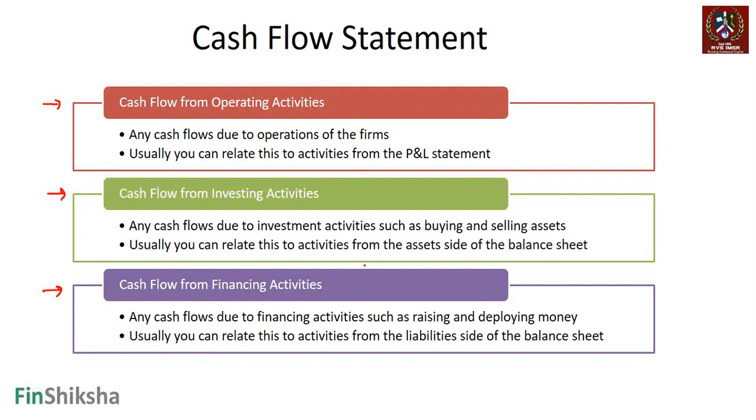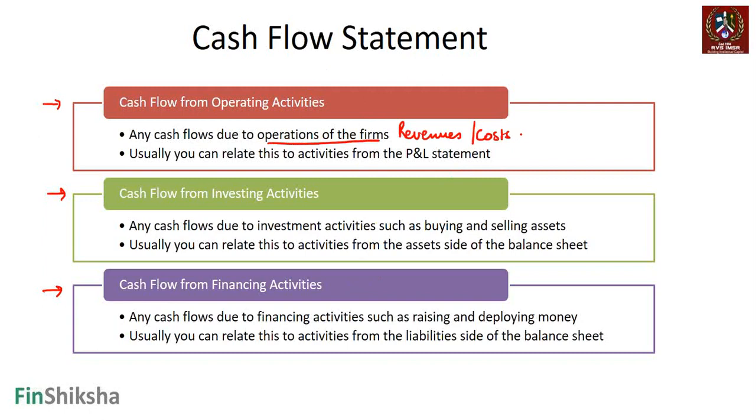And that means that cash flow from operating activities would mean any operations of the firm. Remember, we said revenues and costs. Anything that are coming on this front, cash going in, cash going out, because of that is going to come in on cash flow from operating activities.